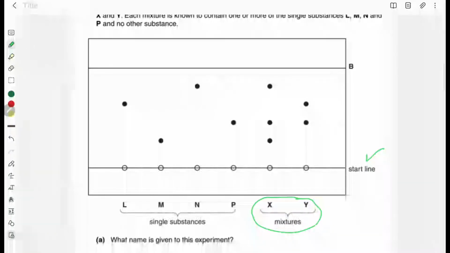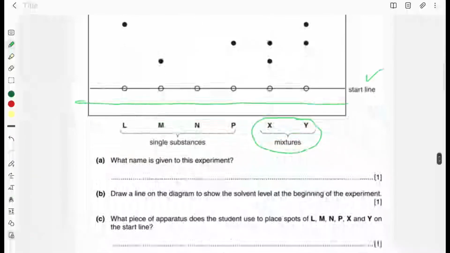Then we put this whole thing in a solvent in which all these are soluble, and the solvent should be below the starting line. So the solvent will rise up due to capillary action, as I told you, and you get different spots. Now let me read the question.